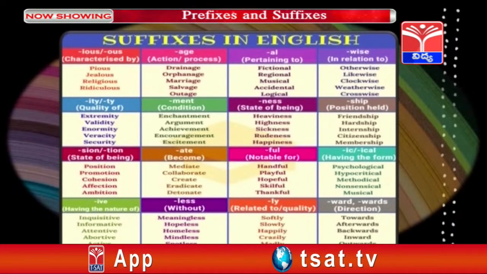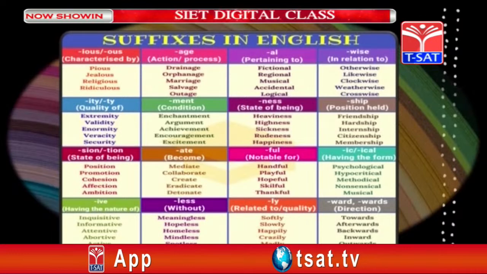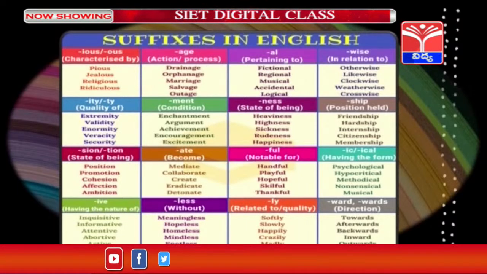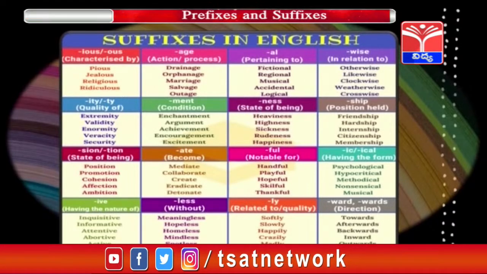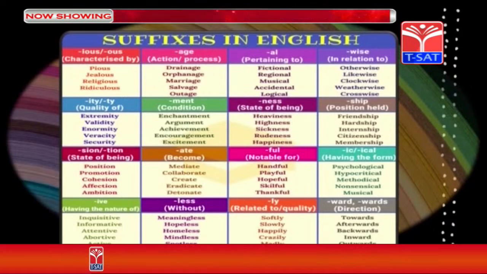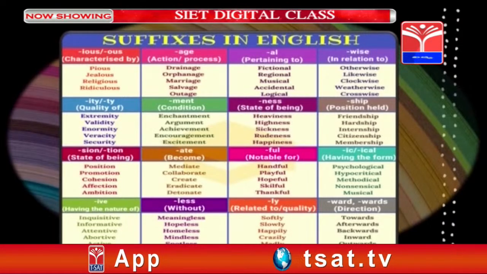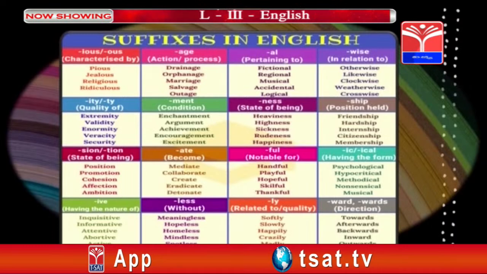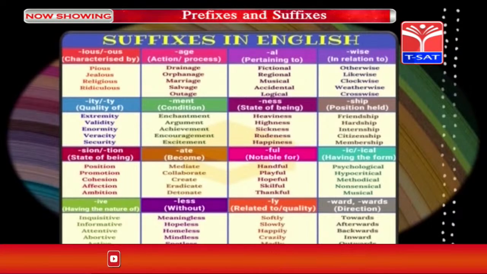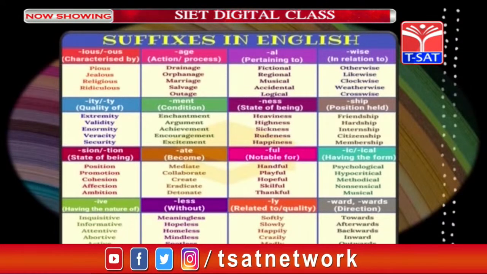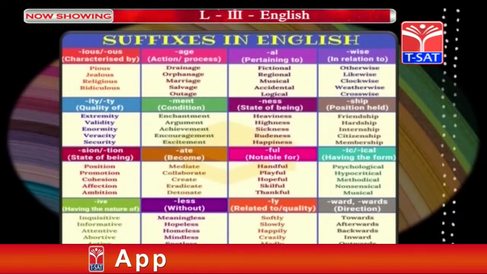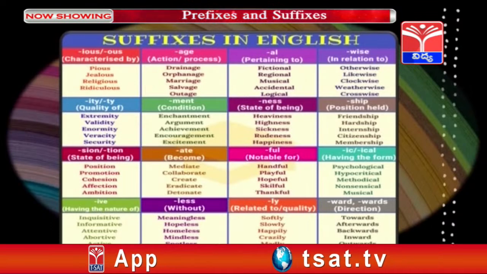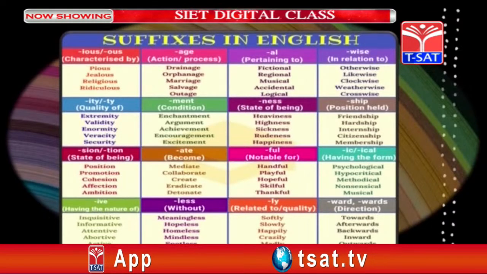The suffix -ly tells us related to, or it also tells the quality. For example, softly, slowly, simply, happily. The suffix -ward, -wards gives the direction. For example, towards, afterwards, backward, inward, outward. So, here are some suffixes. Shall we see the examples, children?